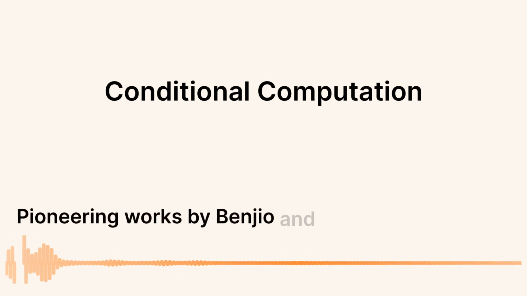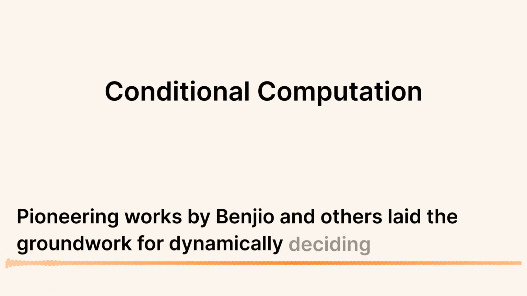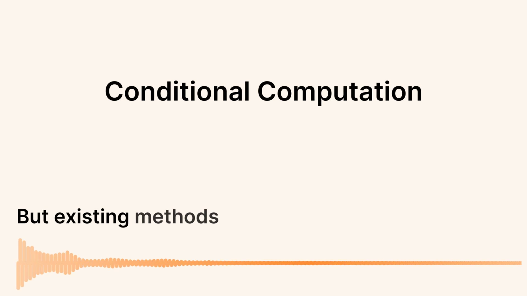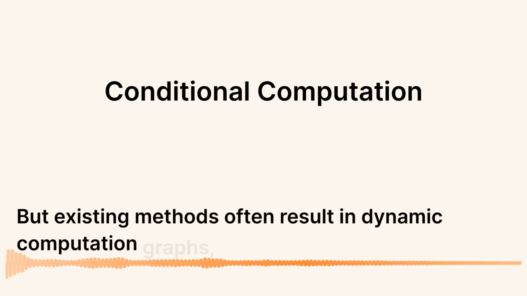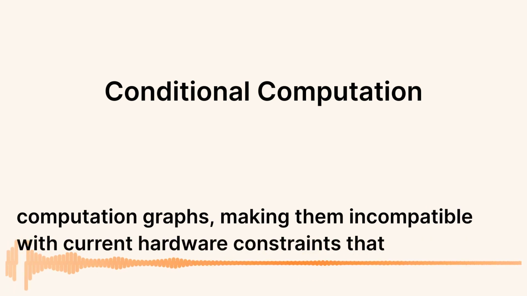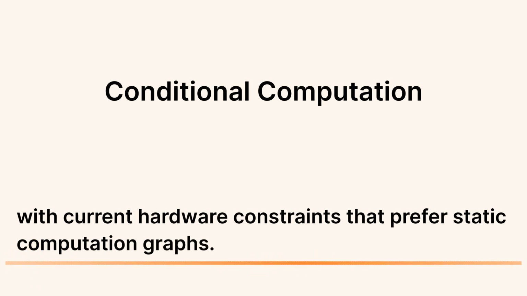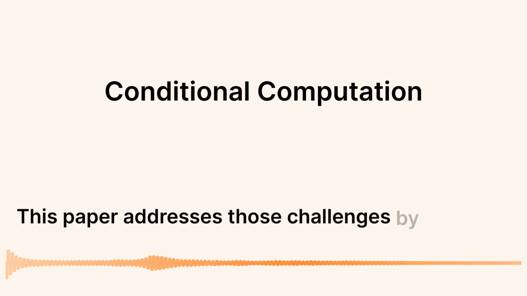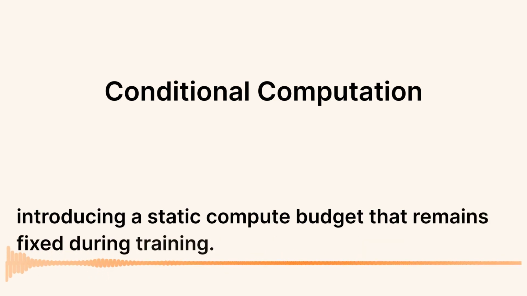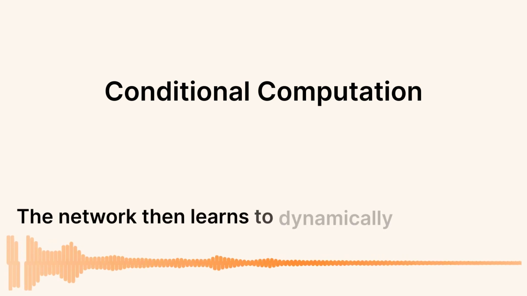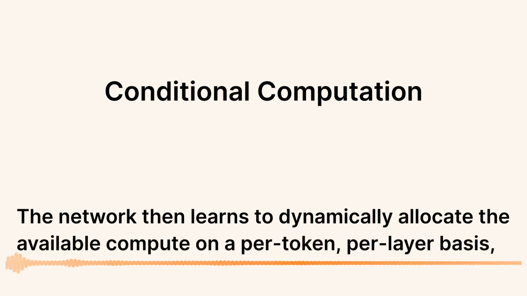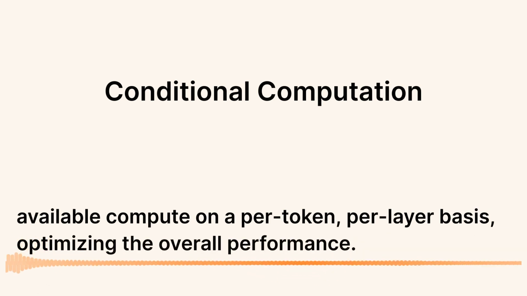Pioneering works by Bengio and others laid the groundwork for dynamically deciding when and how much compute to use. But existing methods often result in dynamic computation graphs, making them incompatible with current hardware constraints that prefer static computation graphs. This paper addresses those challenges by introducing a static compute budget that remains fixed during training. The network then learns to dynamically allocate the available compute on a per-token, per-layer basis, optimizing the overall performance.